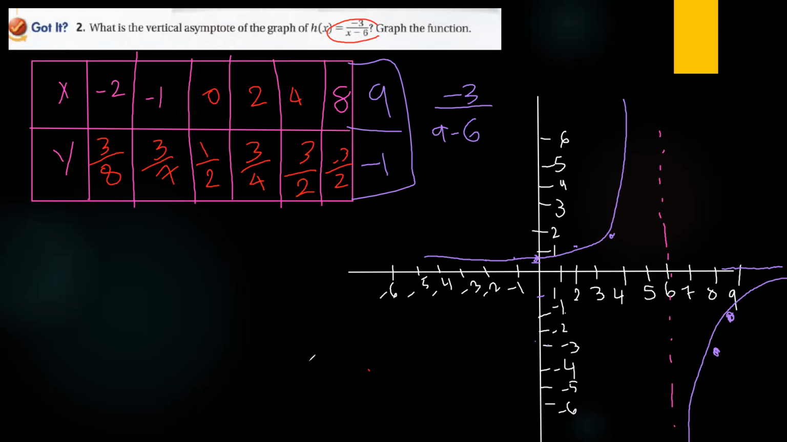So I will repeat. Here we found the excluded value. The excluded value will be what? Will be my vertical asymptotes. Got it?